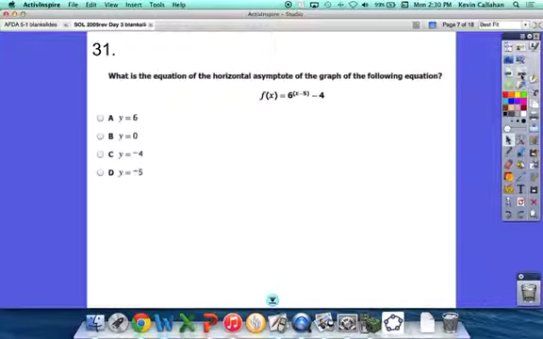Growth, because 6 is greater than 1. Okay. 6 is greater than 1. So we would expect an exponential graph. The exponential growth would look like that. And then we have an asymptote on the x-axis, which has an equation of y equals 0.